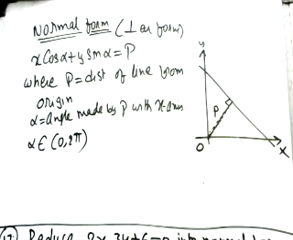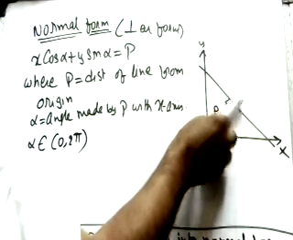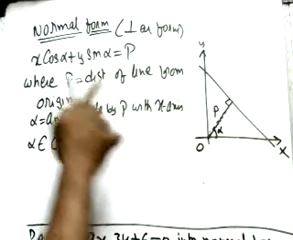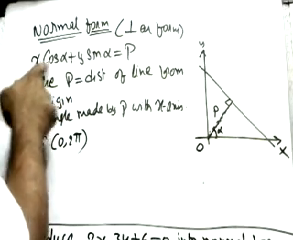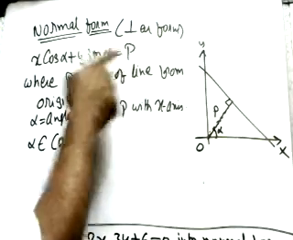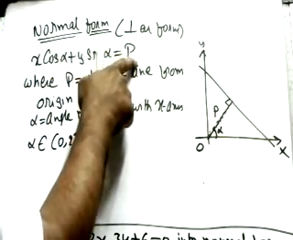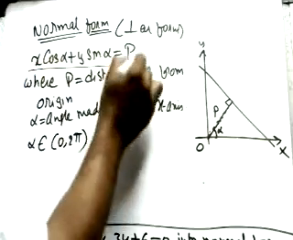So this is denoted by P. And the angle made by the perpendicular with the x-axis is denoted by alpha. So when we write the normal form, it will be x cos alpha plus y sin alpha equals P.